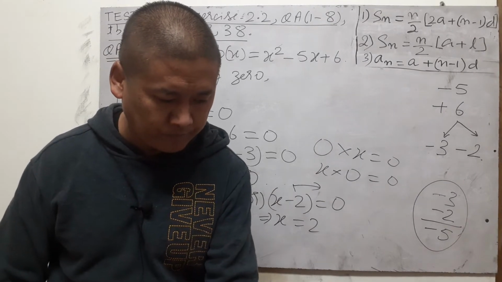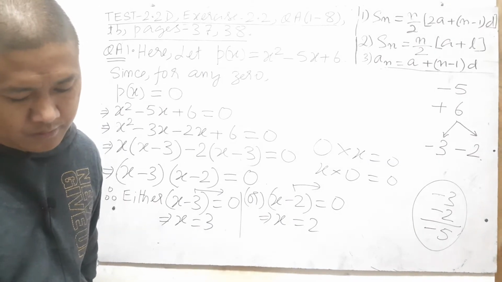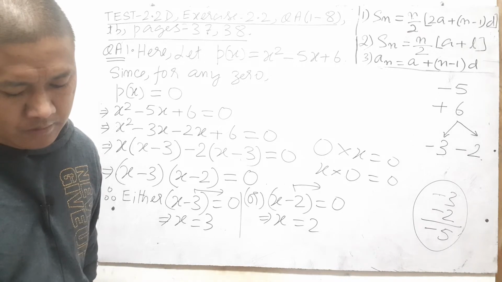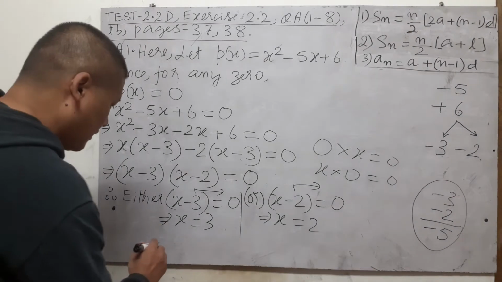So here we can see the options in the answers: A is 3, B is minus 3, C is plus 5, and D is 6. So the only answer that matches is A. So this is the one.